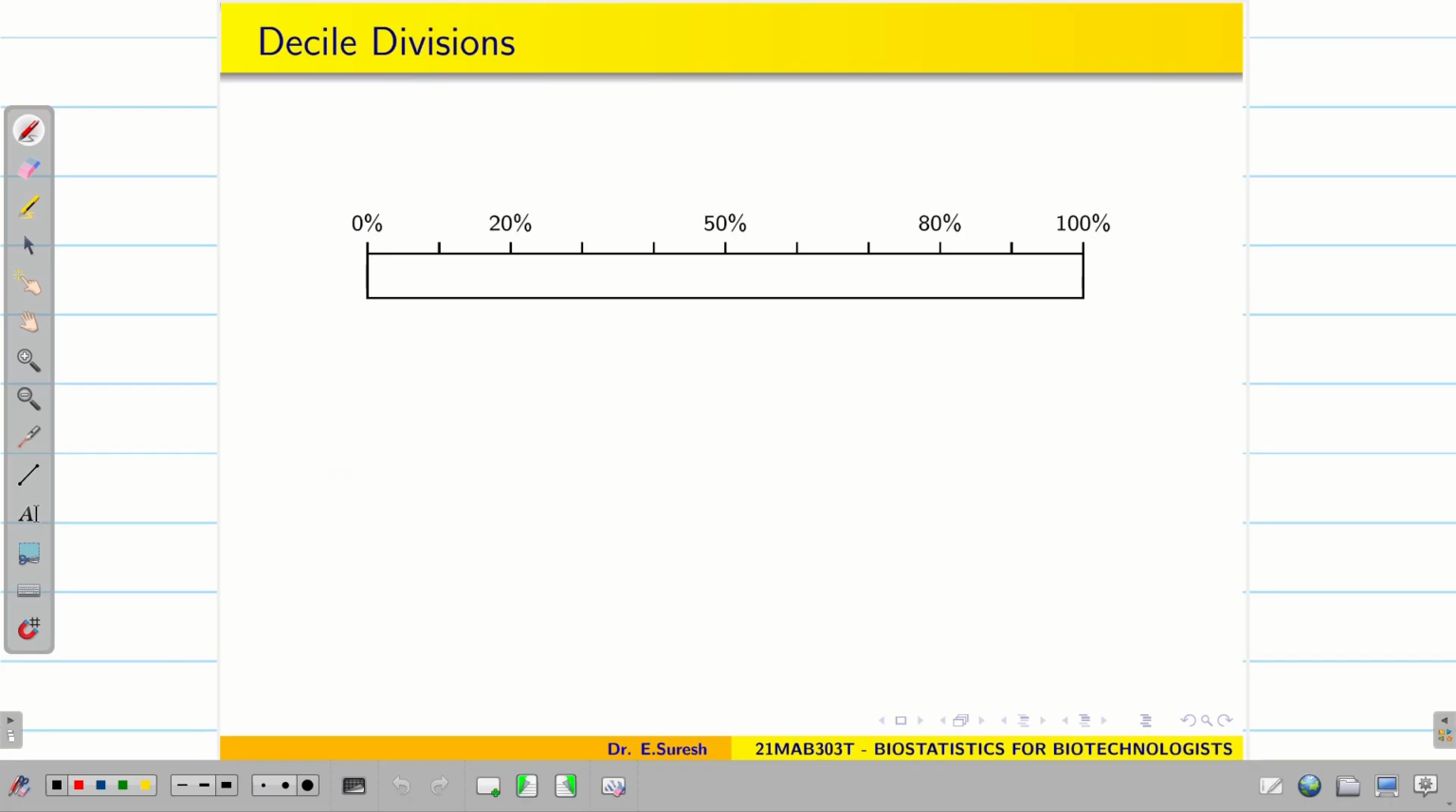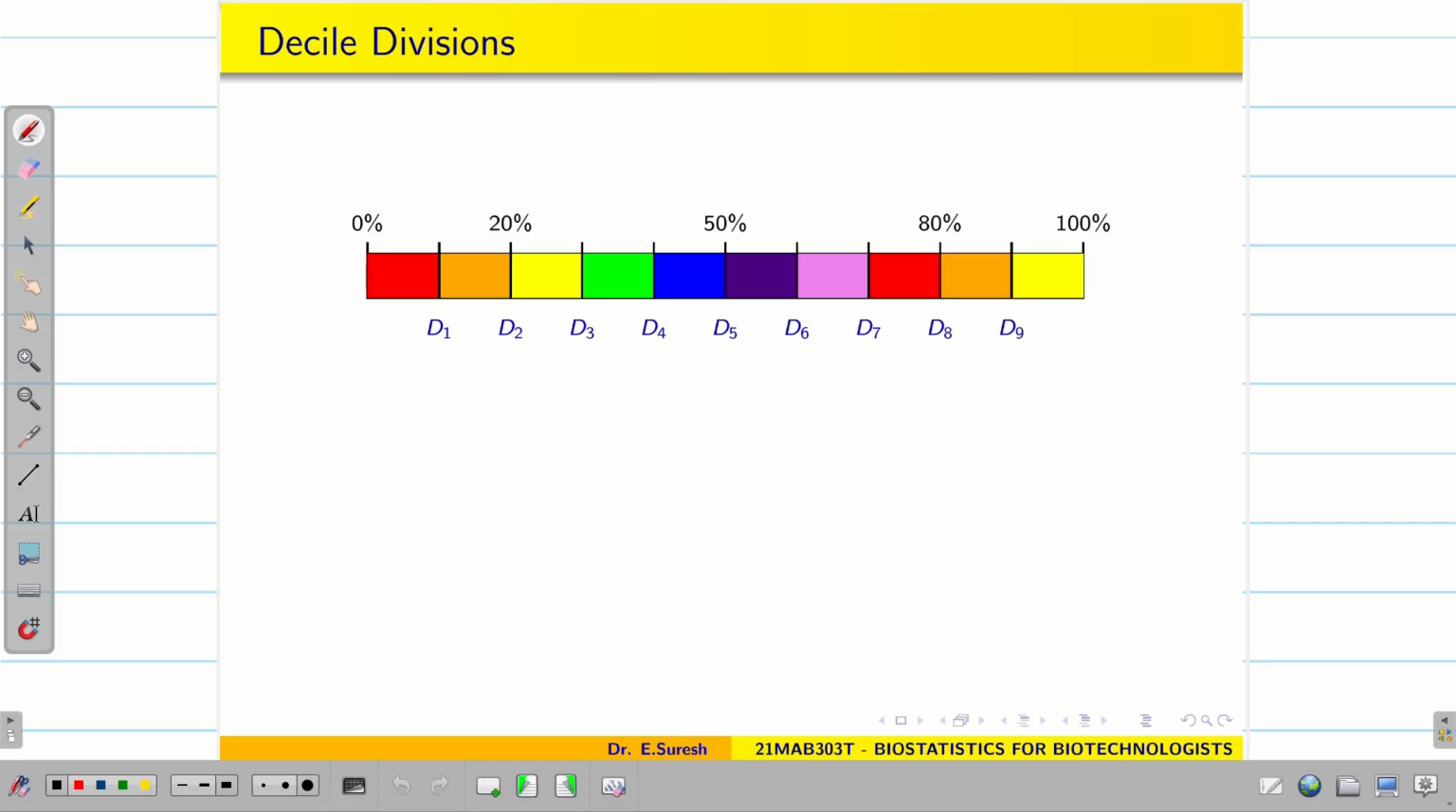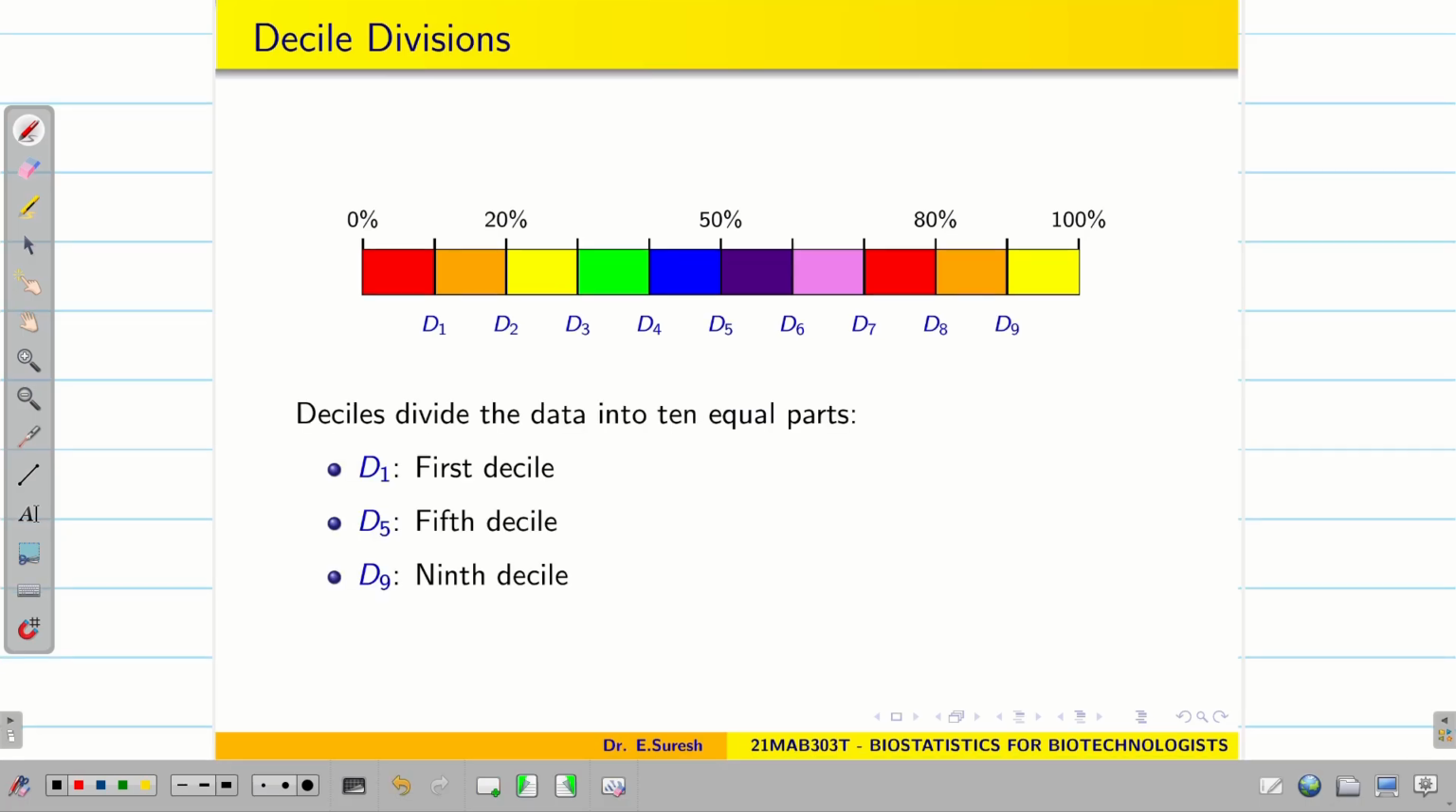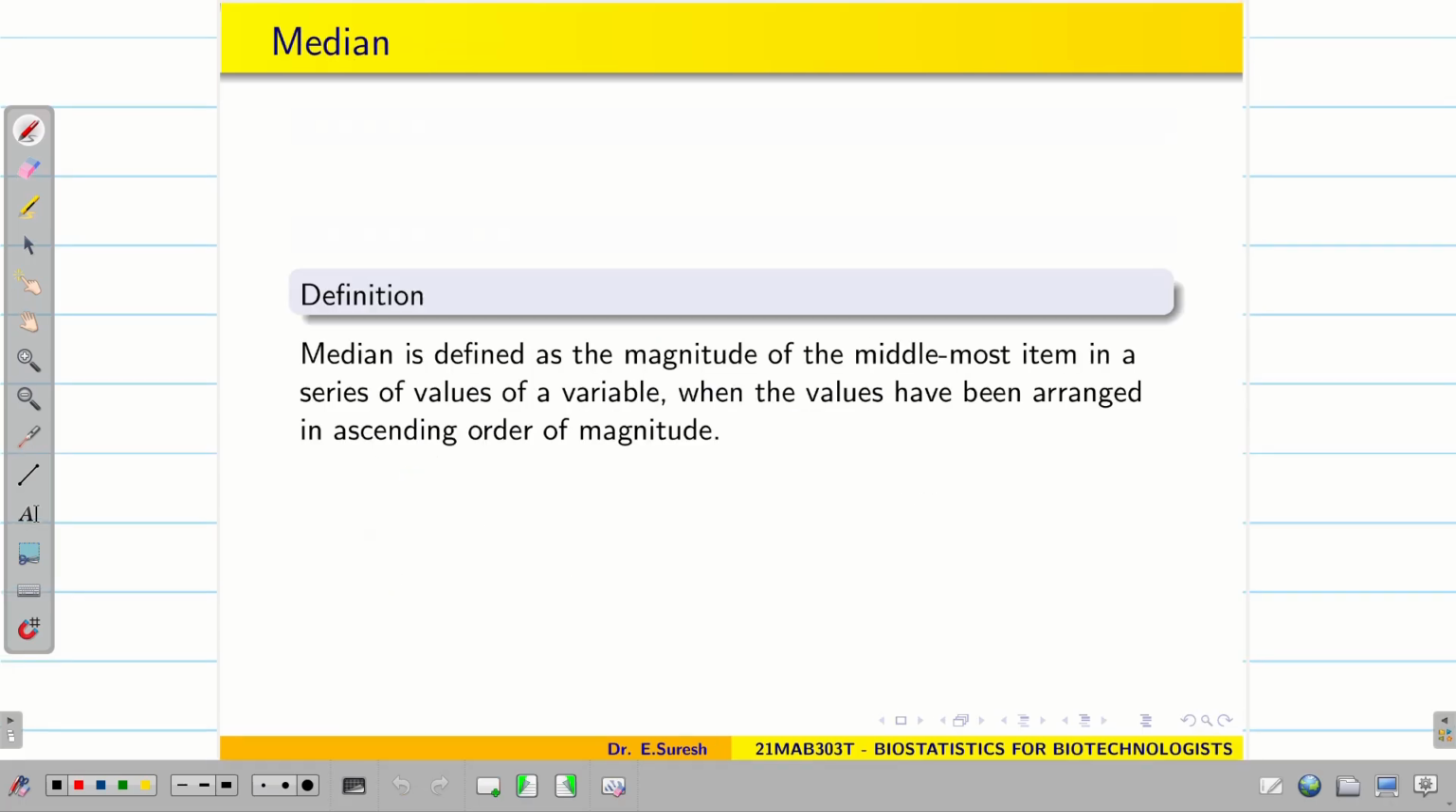In a similar way, I can split the data into 10 equal parts. In this case, I can define Ds, that is deciles, D1, D2, D3, etc., up to D9, where D1 is the first decile, D5 is the fifth decile, and D9 is the ninth decile. In a similar way, I can even split the data into 100 equal parts and call it percentile divisions. Hope you get a clear picture of the partition values. Now let us go into the problems.